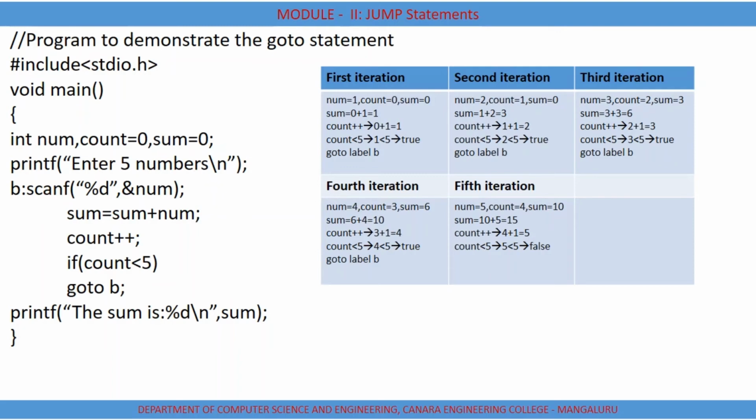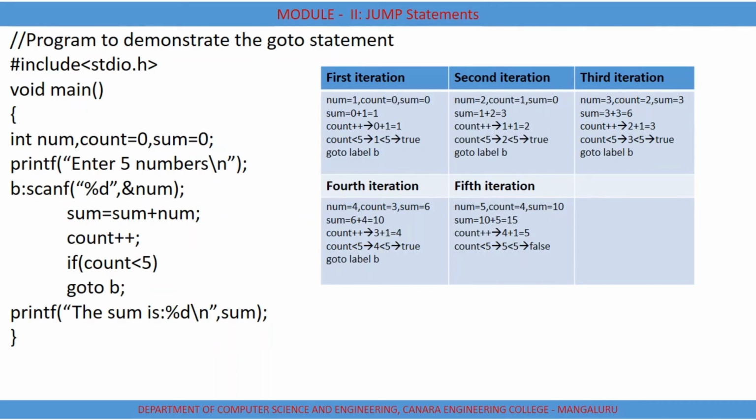Next, I have to also keep track of the count. Only 5 numbers I have to take from the user, right? So that is why I'll make use of a counter variable here, count, to count how many numbers the user has input. And then I will have to compute the sum, and I'll store the sum in a variable sum, and I will initialize it to 0. So now printf, enter 5 numbers.